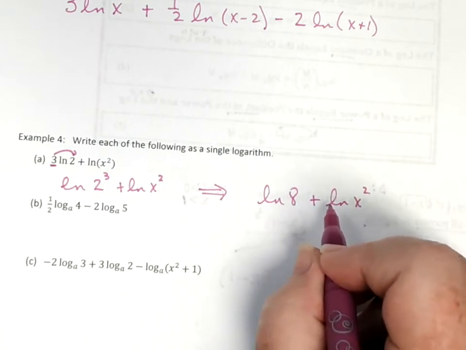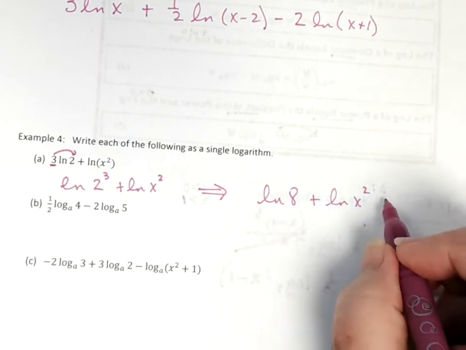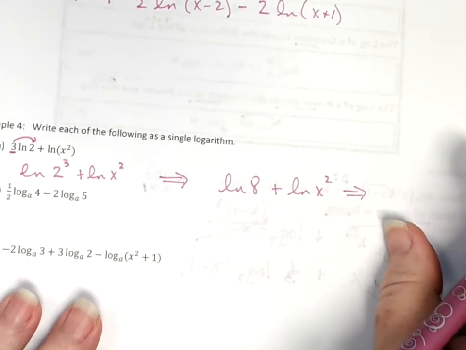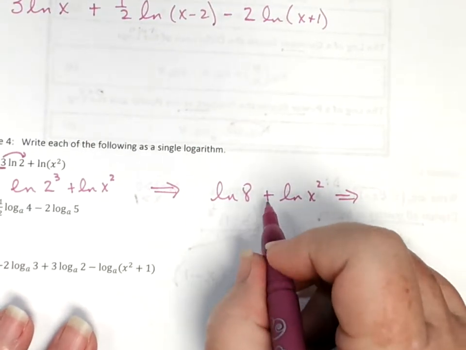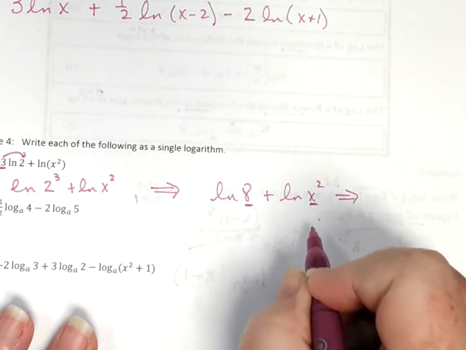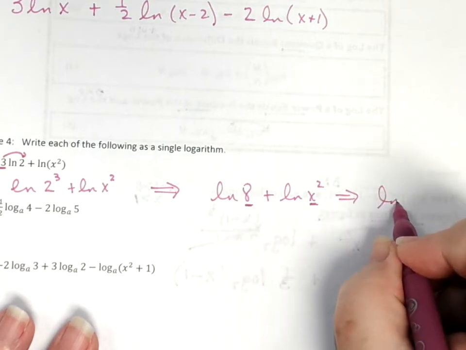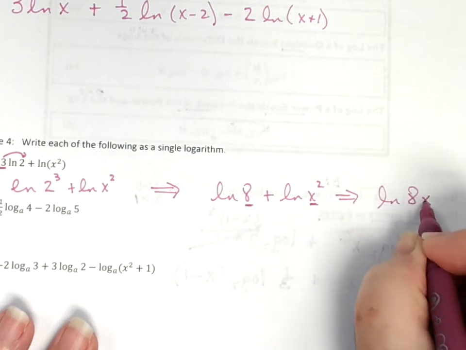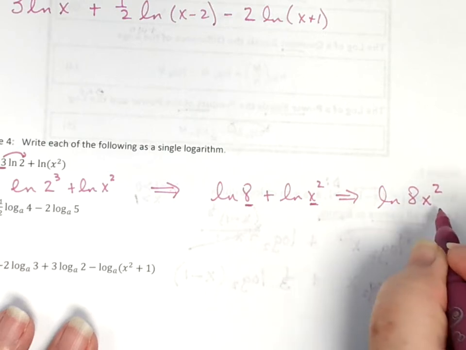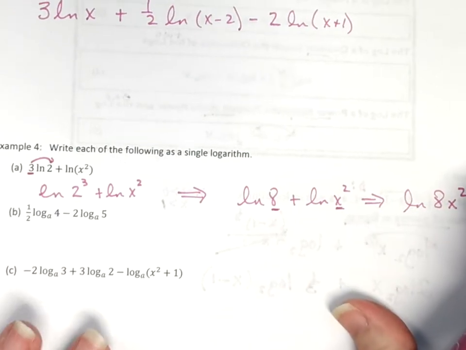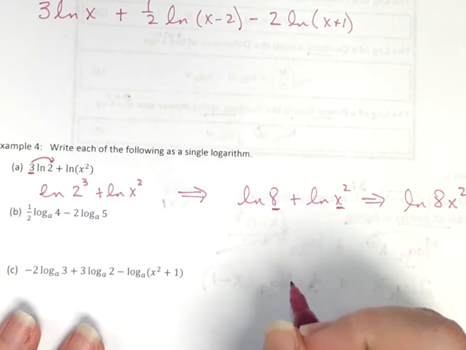They are summed. They want me to make it a single logarithm. So in order to make it a single logarithm, since this is plus, we're going to multiply our 2 arguments together. And that's going to give me the natural log of 8x squared, a single logarithm, much easier to look at than this expanded out form.